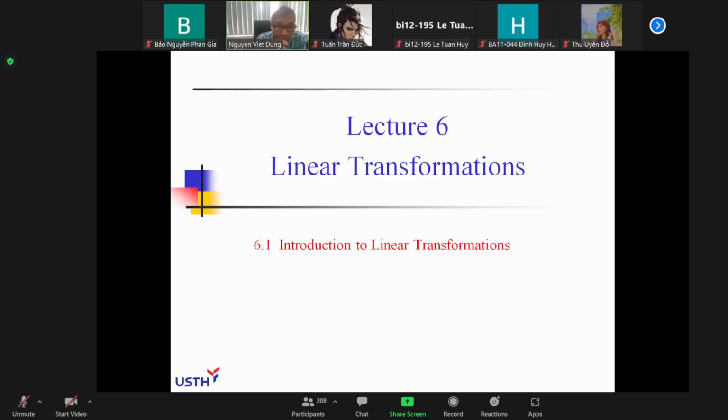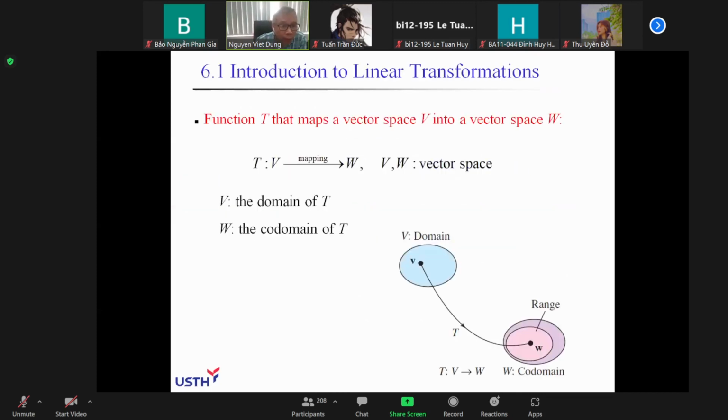Lecture number 6 deals with what we call linear transformation. So what is a transformation? First, we consider a function T, that is a map, or I call it mapping, or corresponding, T from V to W. V and W, both of them are vector spaces. It will send each vector inside V into one vector inside W. V will be called the domain and W will be called the codomain. In the picture, you see the domain is here and the codomain is out there. And you see the range is something smaller inside here.